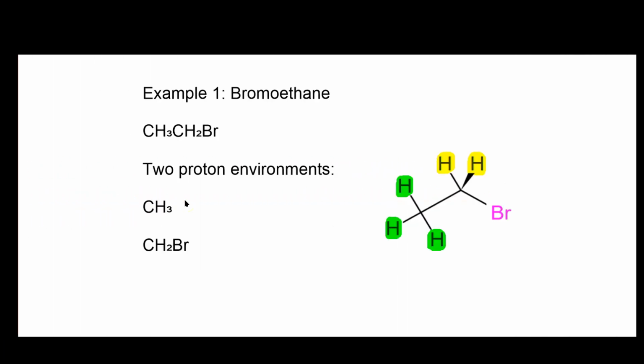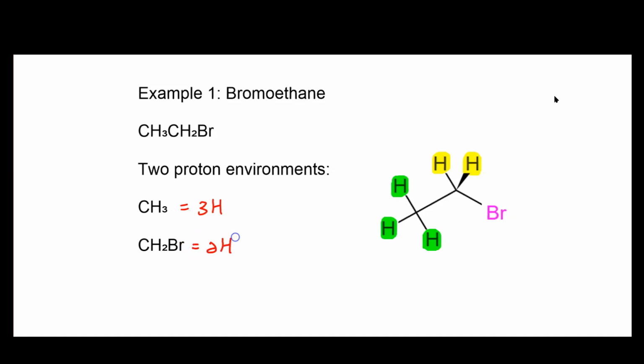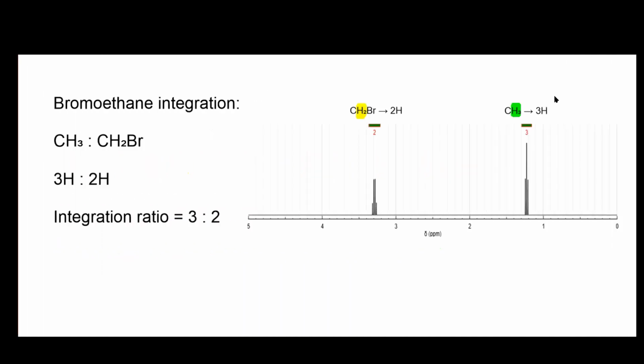Bromoethane, CH₃CH₂Br, has two proton environments. The CH₃ group contains 3 hydrogens, while the CH₂Br group contains 2 hydrogens. In the spectrum, the CH₃ signal integrates to 3 hydrogens, while the CH₂Br signal integrates to 2 hydrogens. So, the integration ratio is 3:2.